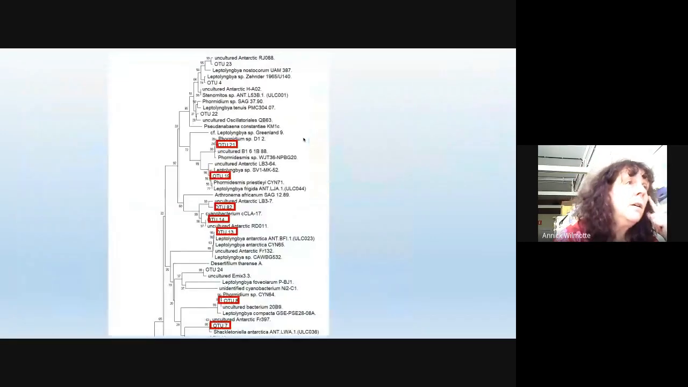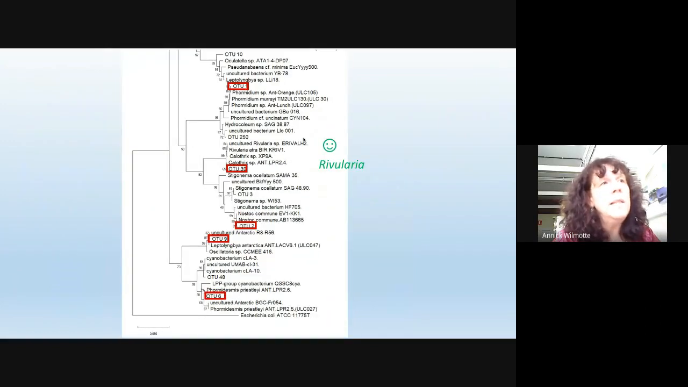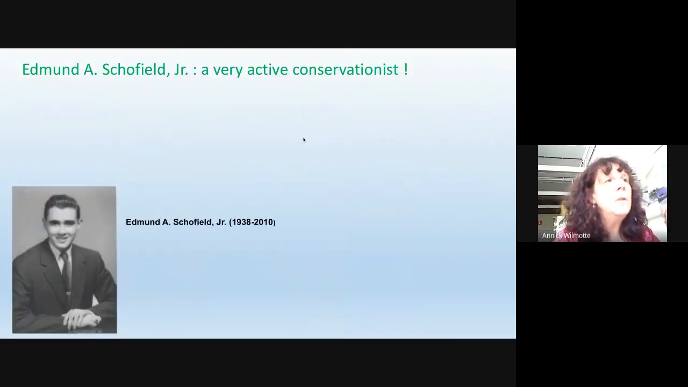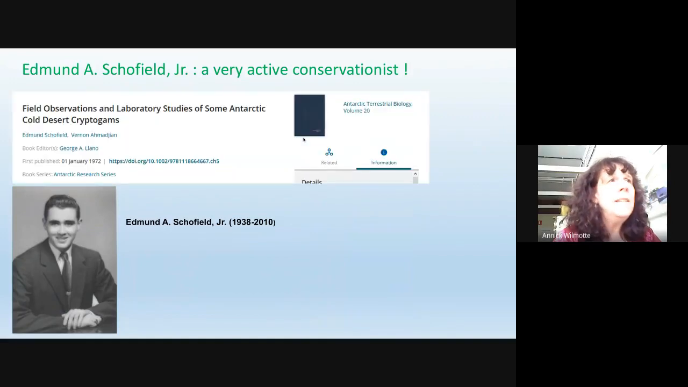Next, you see the two parts of the tree. And in the second part, you will see that it really fits with Rivularia. So next is the collector, Edmund Schofield, who is also a very interesting person.